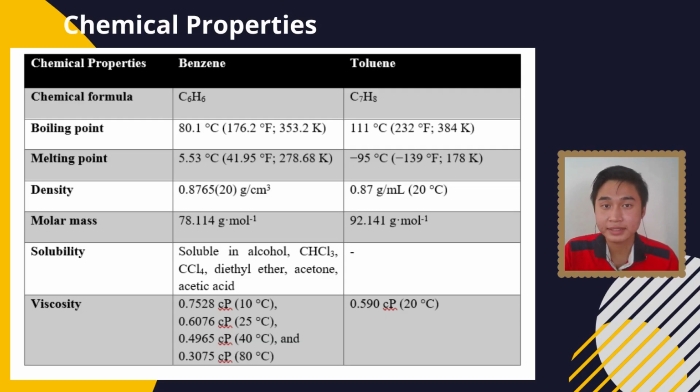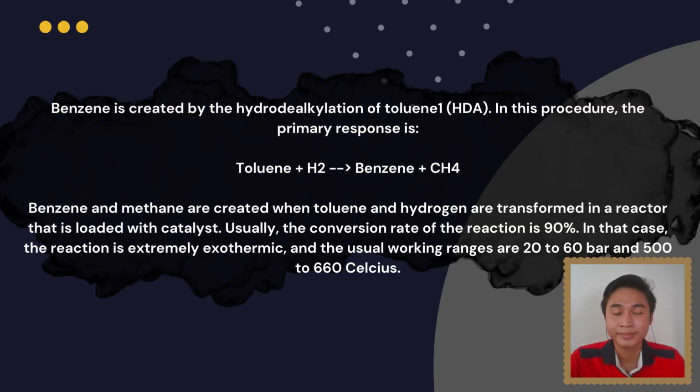Next, for chemical properties, the chemical properties for benzene and toluene. For chemical formula, benzene is C6H6, while toluene is C7H8. Toluene has a higher boiling point than benzene. Also, toluene has a higher melting point than benzene. The density for both is equal. Toluene has a higher molar mass than benzene. For solubility, benzene is soluble in alcohol, diethyl ether and acetone.